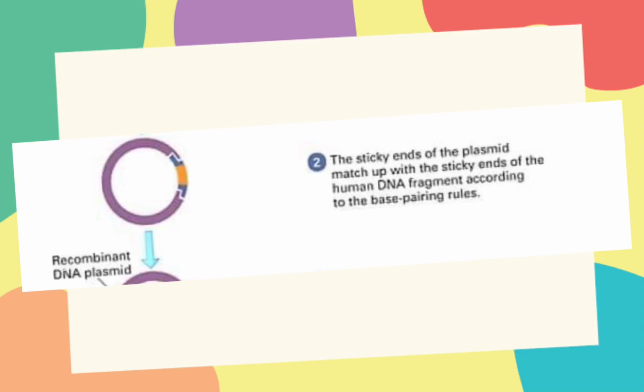Sticky ends of the plasmid match up with the sticky ends of the human DNA fragment according to the base pairing rules. Adenine on one strand of DNA pairs with thymine on the other strand, and guanine pairs with cytosine. This complementary base pairing ensures that the cohesive or sticky ends of the plasmid and human DNA fragment can hydrogen bond with each other, facilitating the successful ligation or joining of the two DNA molecules.